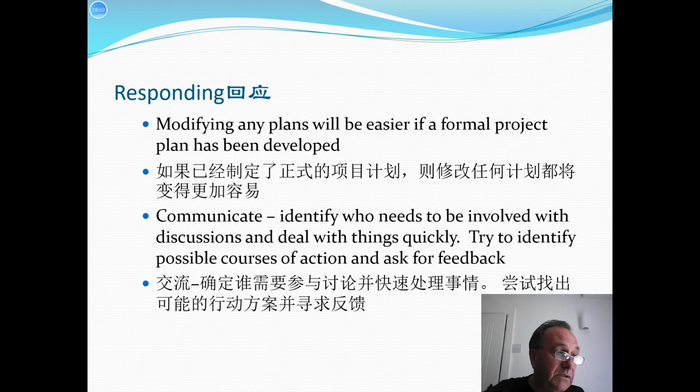When responding to these project shocks, the key issue is maintaining communication with the organisation and trying to identify who needs to be involved in any discussions in order to deal with things in a timely way. And if you've had to go through this, reflect back on the courses of action that you perhaps considered and who you asked for feedback from. That could be me, or one of the other tutors on the programme. But this response and maintaining communication links with the client is critical in terms of how you manage expectations.